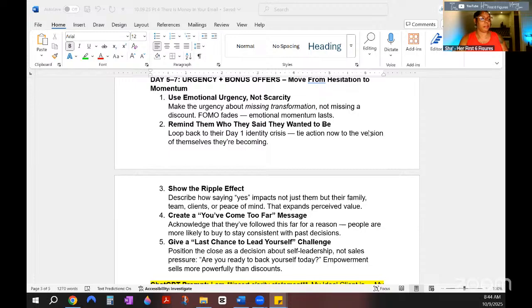Number 2, remind them who they said they wanted to be. Sometimes people forget that you're not just trying to get them to buy something. Most of us are not salespeople. That's not what we are. What we're doing is giving someone an opportunity to have a totally different life, a totally different business, a totally different body, whatever you sell. This is an opportunity. So remind them that they wanted the end result of the opportunity we're giving them. So loop back to their Day 1 identity crisis.